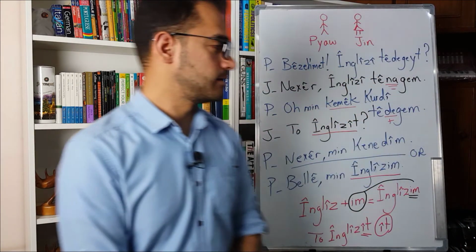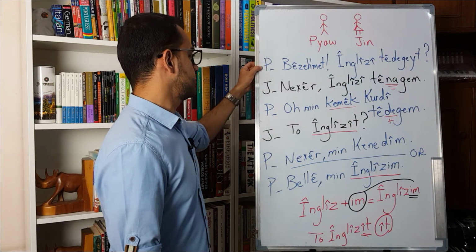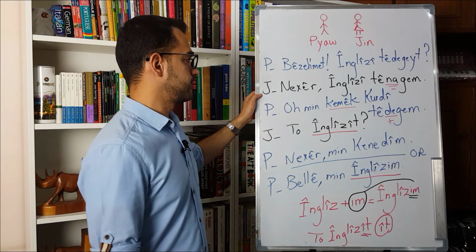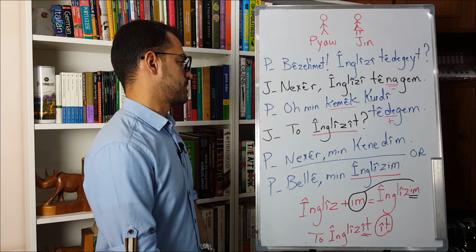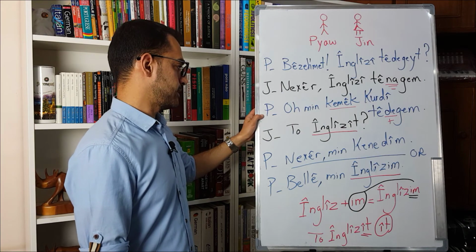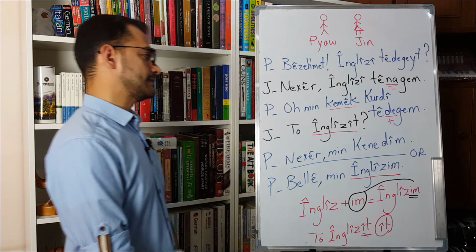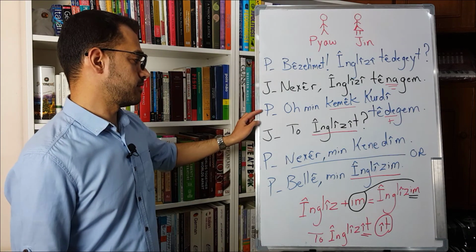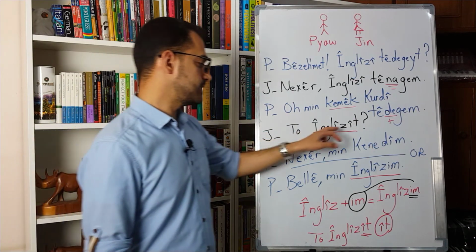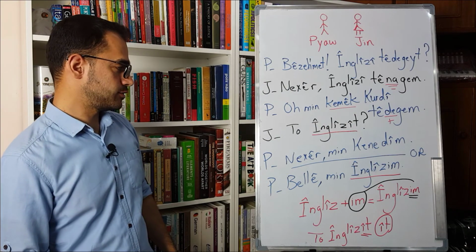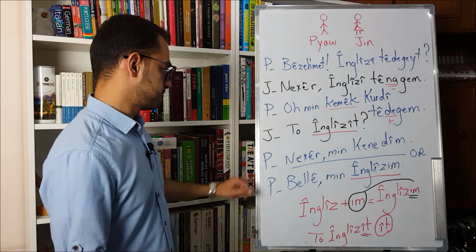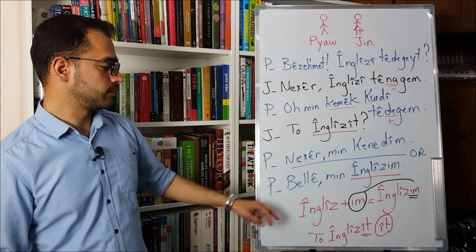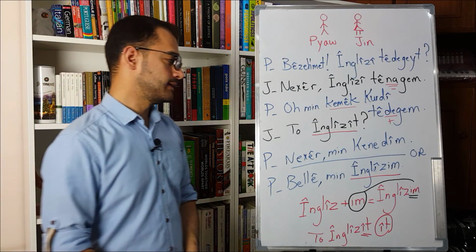So from the beginning: bezahmat, inglizi tedegit? Nacher, inglizi tenagam. Piao: oh, min kame kurdi tedegam. Min kame kurdi tedegam. Jin: to inglizit, are you English? Piao: nacher, min Kanadim. Or, bale, min inglizim.